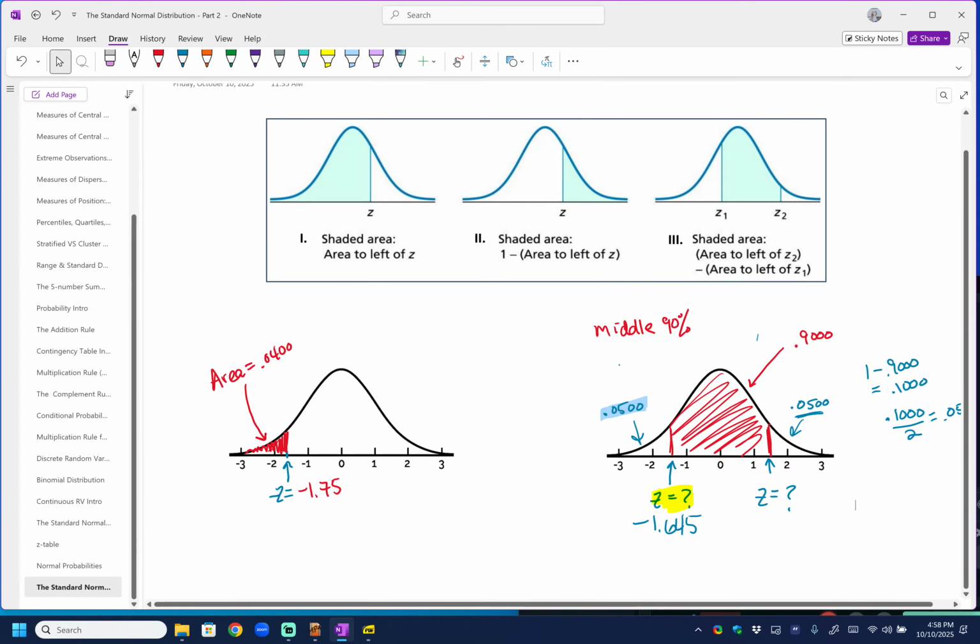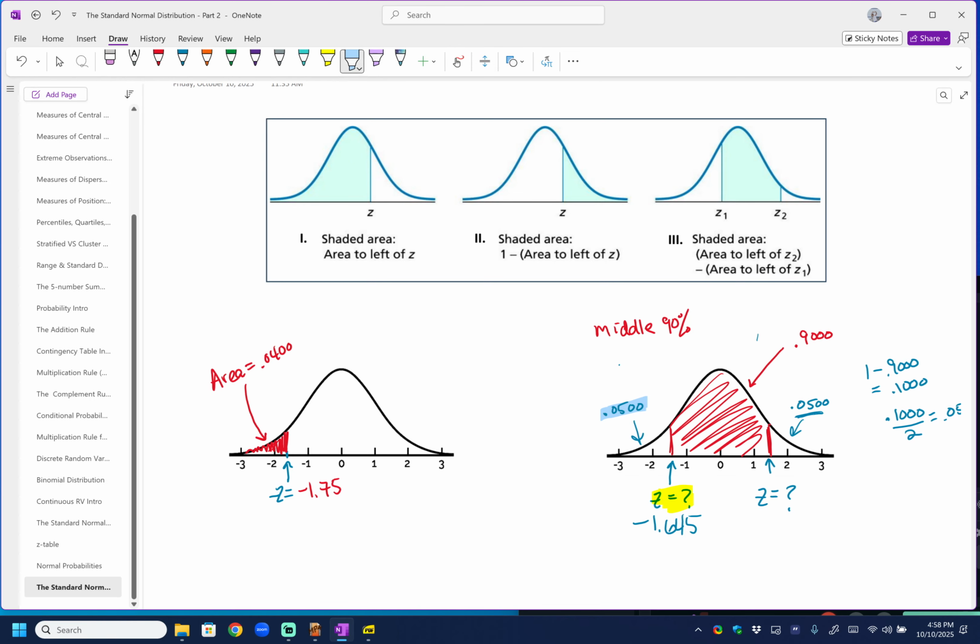Finding the other z-score ends up being a very easy task, only because this is a completely symmetric curve, based on the fact that we were talking about the middle 90% here. So that means the other z-score is just going to be the positive version of the negative z-score we already found, which is 1.645. Before we move to the next concept, there's one thing that I want to point out with either one of these problems.